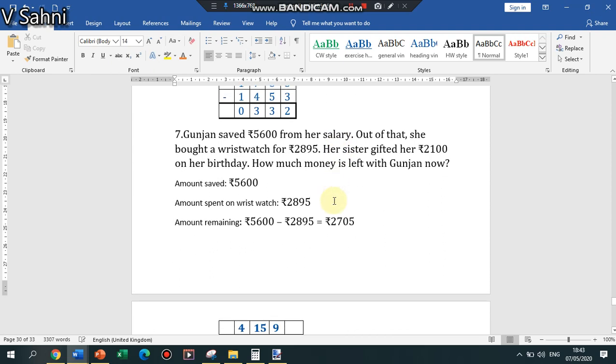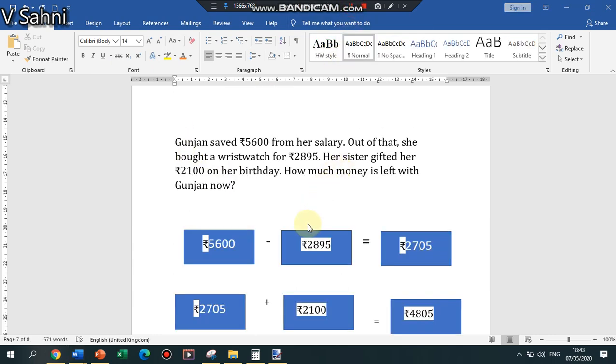Then another question I have also shown here is Gunjan saves rupees 5600. See this question here, Gunjan is saving rupees 5600. Okay, so she saved rupees 5600. Out of that, she bought a wristwatch for 2895. So what is her balance? This is her balance. Okay, how did I find the balance? I will obviously subtract it, right?